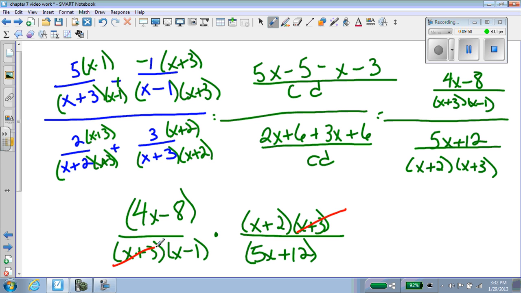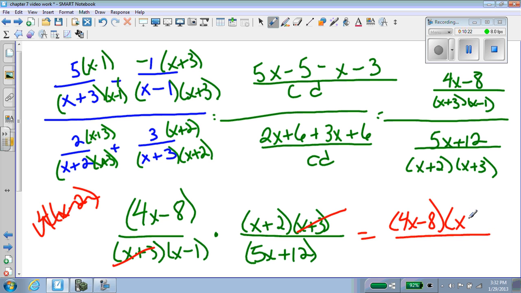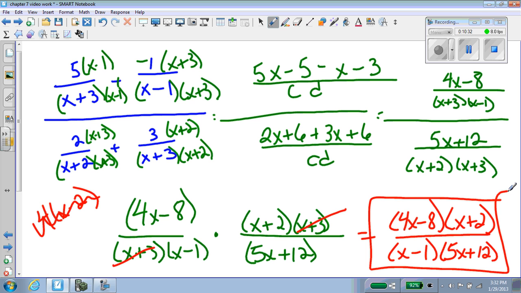This would be 4 times x minus 2. That's not going to cancel anything. And this is nothing. So I think I'm stuck. I have 4x minus 8, x plus 2, x minus 1, 5x plus 12. I've done all I can. There's no more I can do.